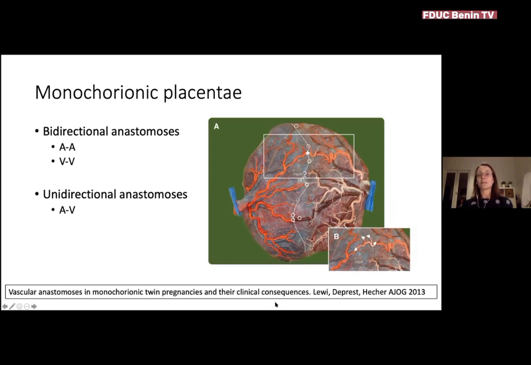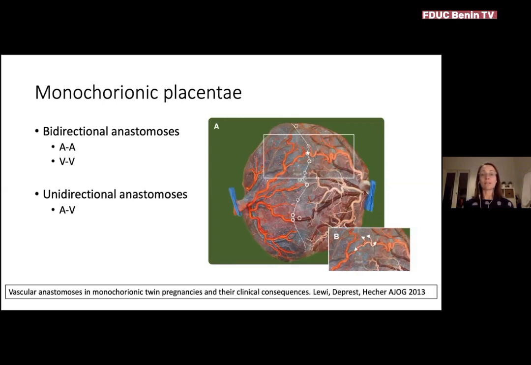And in this paper, they've circled each of the AV anastomoses with the darker circle, and then the VA anastomoses in the opposite direction, they've circled with the little dots here. And you can see that there's about the same number of AV anastomoses in each direction, and that leads to balanced flow between the twins. So this placenta resulted in a healthy monochorionic twin pregnancy with no complications.